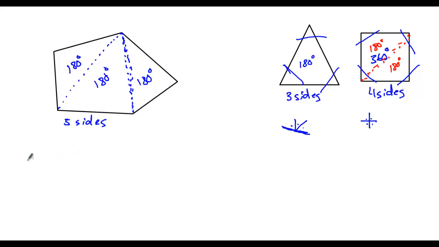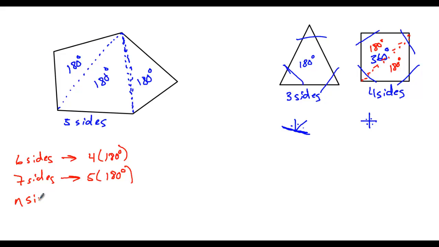So what do you think would happen if something had 6 sides? Hopefully you realize that it's 4 times 180 degrees. If something had 7 sides, it'd be 5 times 180 degrees. And there's a formula for this, no matter what the number of sides is. So in my triangle, or in my polygon here, let's suppose that I have n sides. Well, what number would I do times 180?